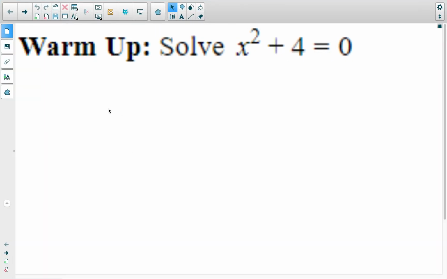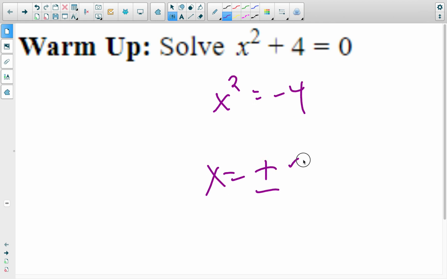Welcome back. Here's your warm-up if you want to give it a try. You should end up with, let's see, x squared equals -4, meaning that x equals plus or minus 2i. If you're confused about that, you want to go back to a couple sections ago whenever we introduced imaginary numbers.